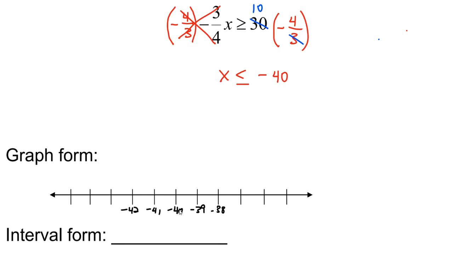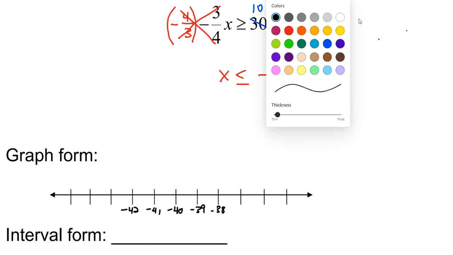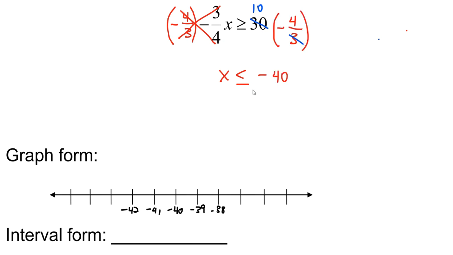Okay, so on negative 40, we would use a bracket because we have that straight line there. And then we're going to follow our inequality symbol. So we're going to draw our number line to the left, or shade our number line to the left.